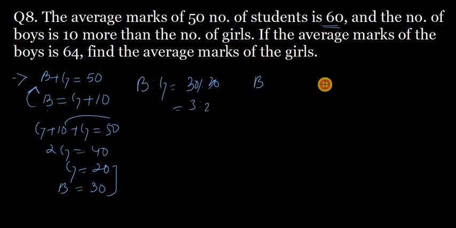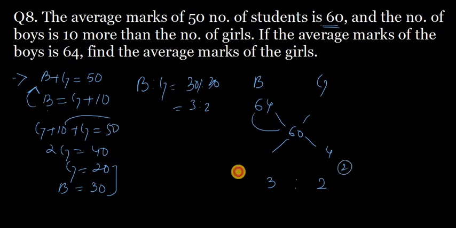If the average marks of the boys is 64 and the overall average is 60, then with the ratio 3 is to 2, the difference is 4. So 2 twos is 4, and 3 twos is 6. So 60 plus 4 is 64, and 60 minus 6 is 54. This is the average marks of the girls.